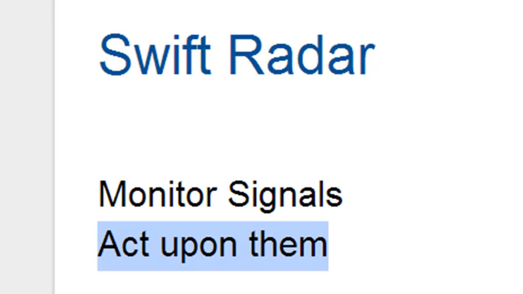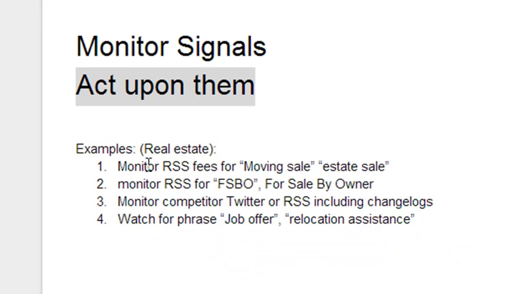So here's a couple examples. I'm logged in as a real estate agent right now, and I'll show you that in a moment. Some of the things that we can do is monitor RSS feeds for the phrase moving sale or estate sale. In this case, we're going to monitor Craigslist, which automatically has an RSS feed. You could also monitor the local newspaper, which a lot of times has an RSS feed, which may be tied to their classifieds. And so you could feed that in as a signal, and every time this phrase, moving sale, shows up, it would then create a record in Swift Radar, which you may want to just stop by the moving sale, and maybe a lead for you to pursue.